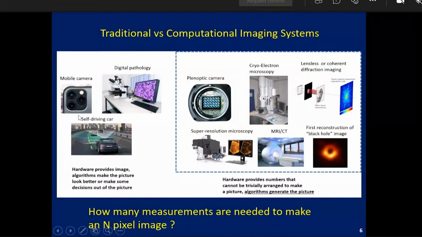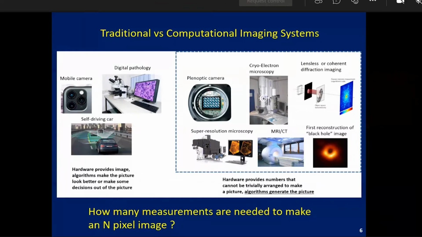But here in all these systems, the hardware does not actually provide you with the image at all. It just provides you some data, or just numbers, okay? And the algorithms actually are responsible for creating the image itself. So what you record in these systems, if you try to arrange those numbers in any way, they do not look like any images. You cannot make any sense out of it visually. You can make sense out of it visually only after an algorithm has been applied.